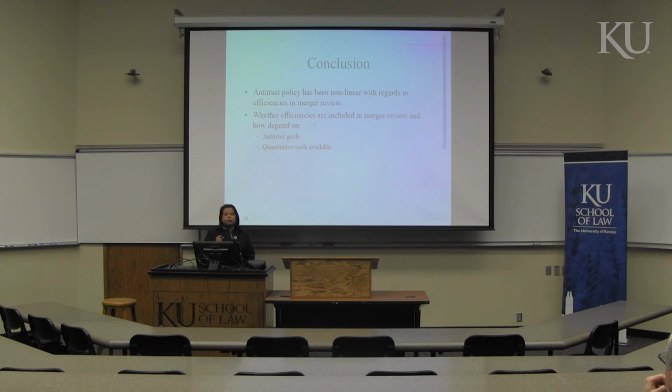And whether those efficiencies are actually included in merger review and how exactly we're going to do that depends on a number of things. In particular, it depends on the antitrust goals. Who is it that I'm trying to protect? What is this protection of competition that I'm talking about? Does that actually mean looking at the consumer welfare standard? Does that mean potentially broadening our horizons and thinking about ecosystems that were mentioned here earlier, right?